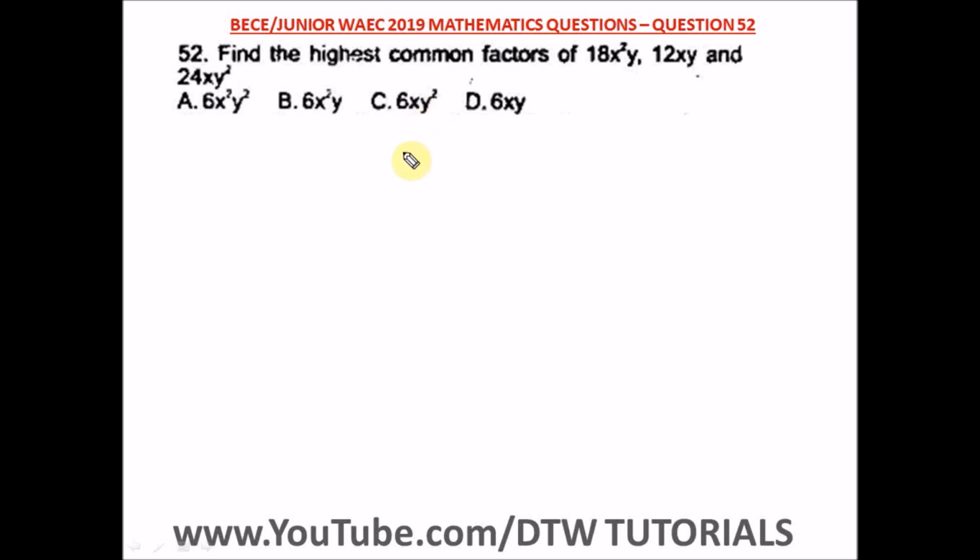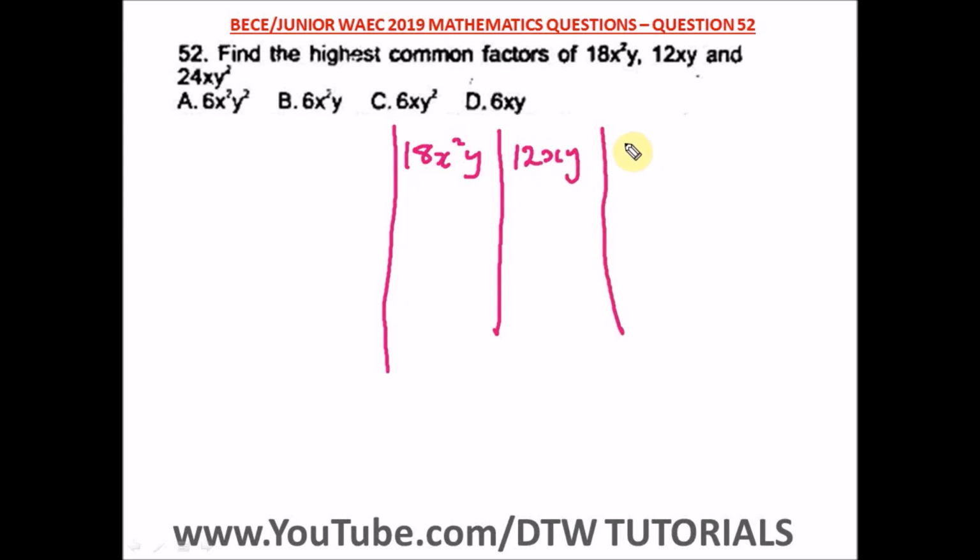Okay, so here we have 18x squared y. Draw our lines. We have 12xy, and we have 24xy squared.